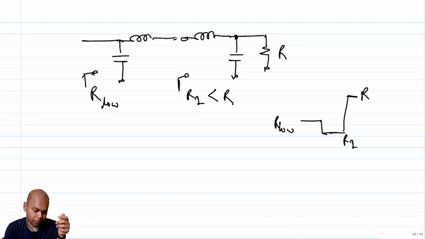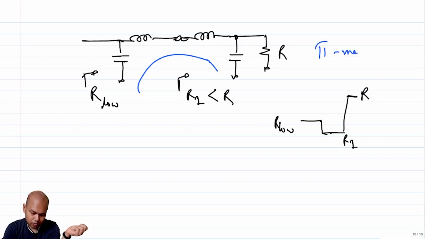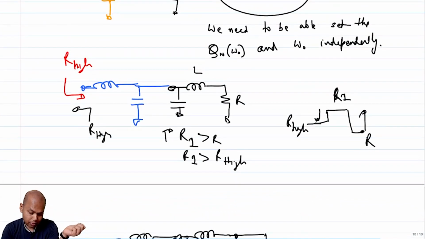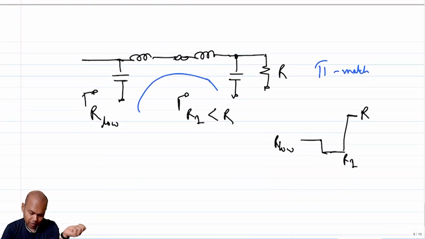So these types of networks you will often see also in the literature, and all of them have their own usage and they have their own names also. So this network, for example, is called a pi match. This network, for example, is called a T match, because it looks like a T, right? This is a T match, this is a pi match.